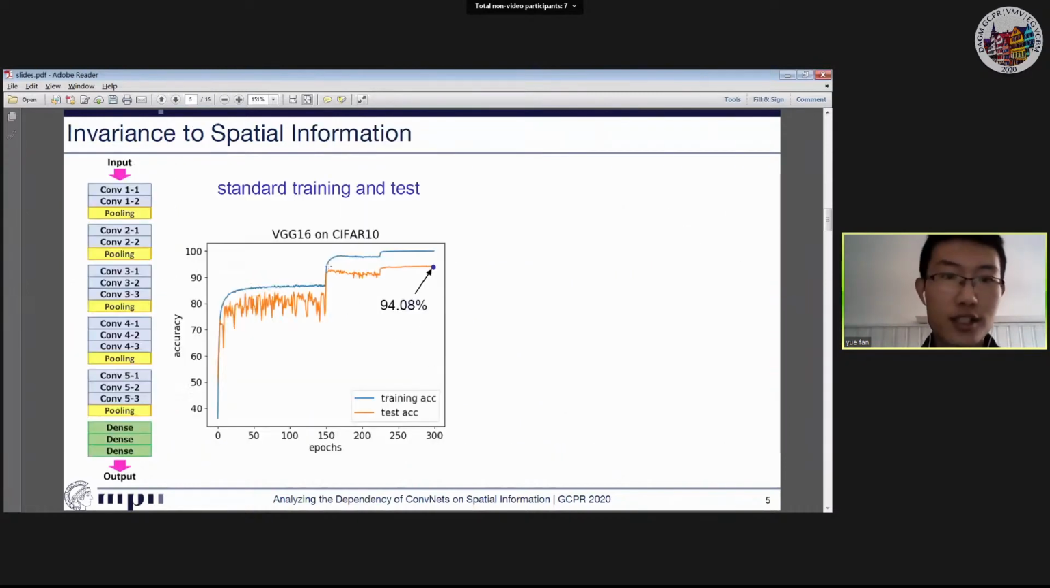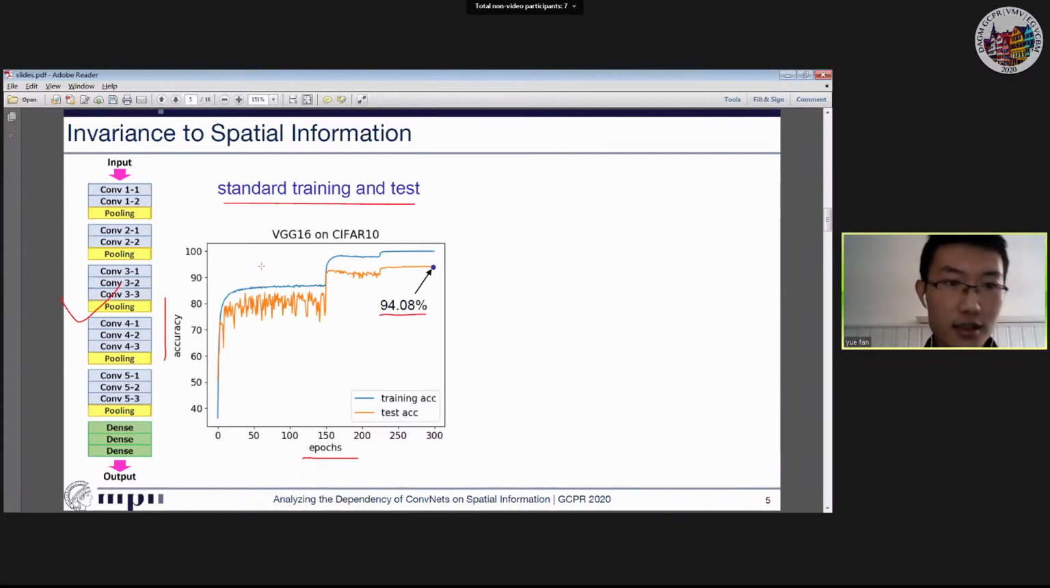So we train a VGG16 on CIFAR-10. This is the architecture, and this is the training curve. The x-axis is the number of epochs, and the y-axis is the test accuracy. This is just a standard training and test. So the model can eventually get 94% test accuracy.